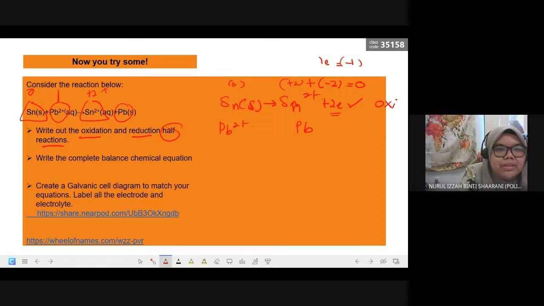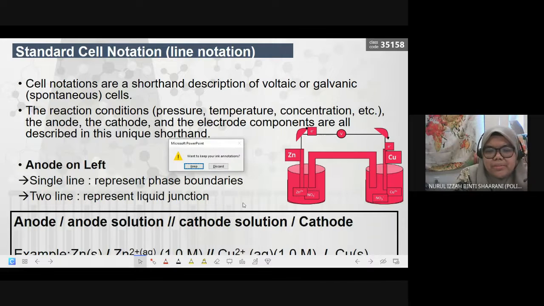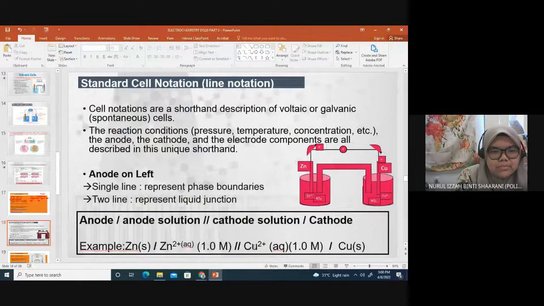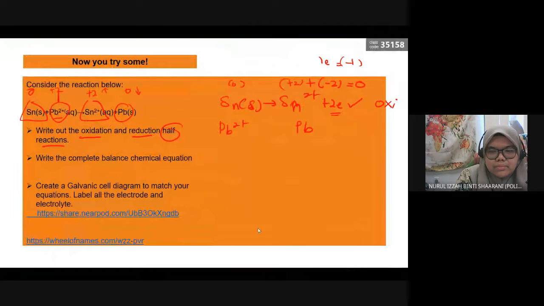Dia punya oxidation number bertambah. So maksudnya dia akan undergo oxidation. Kalau yang Pb2 plus ni daripada positif 2 dia akan jadi kosong. So oxidation number dia berkurang, dia akan undergo reduction. Okay. So yang ini yang kita dah tengok dalam previous eksperimen kita lah. Okay, so itu untuk satu. Selesai dah satu half equation.